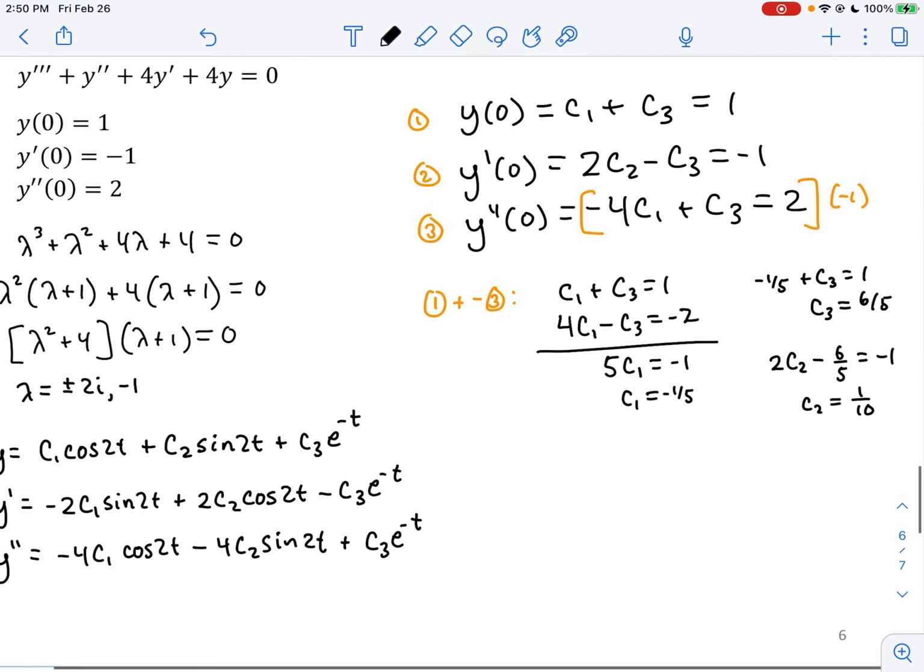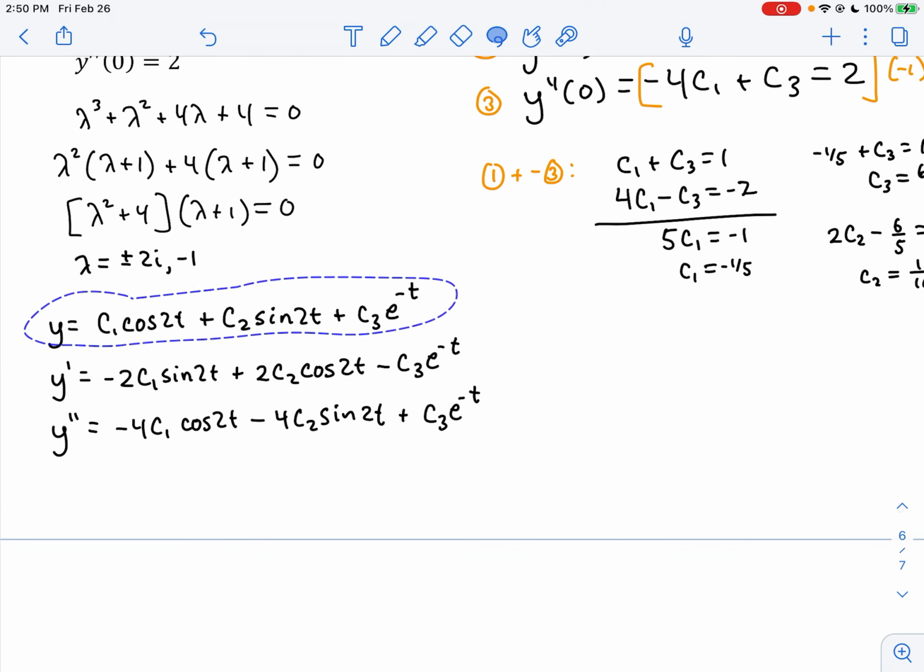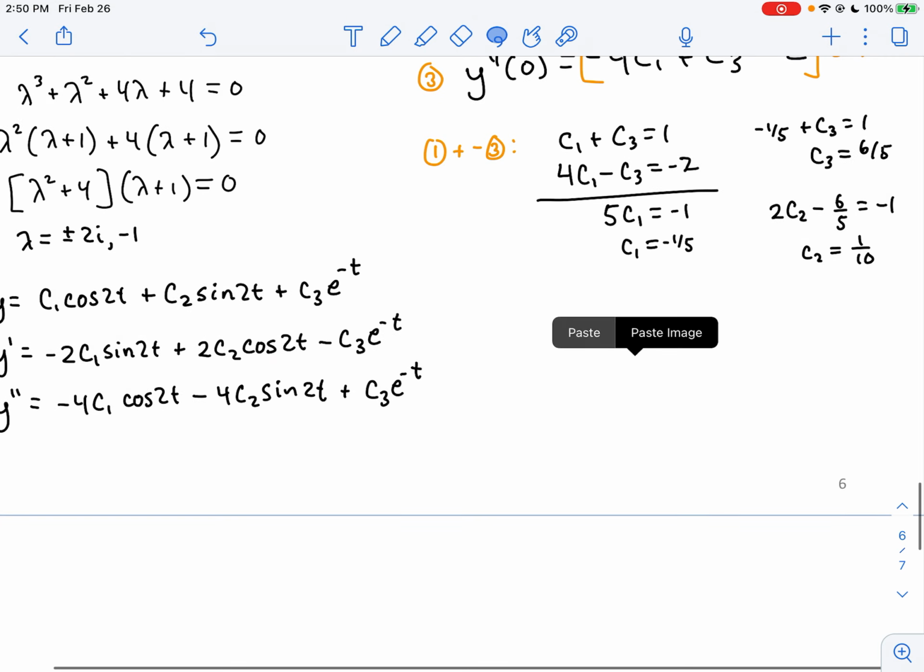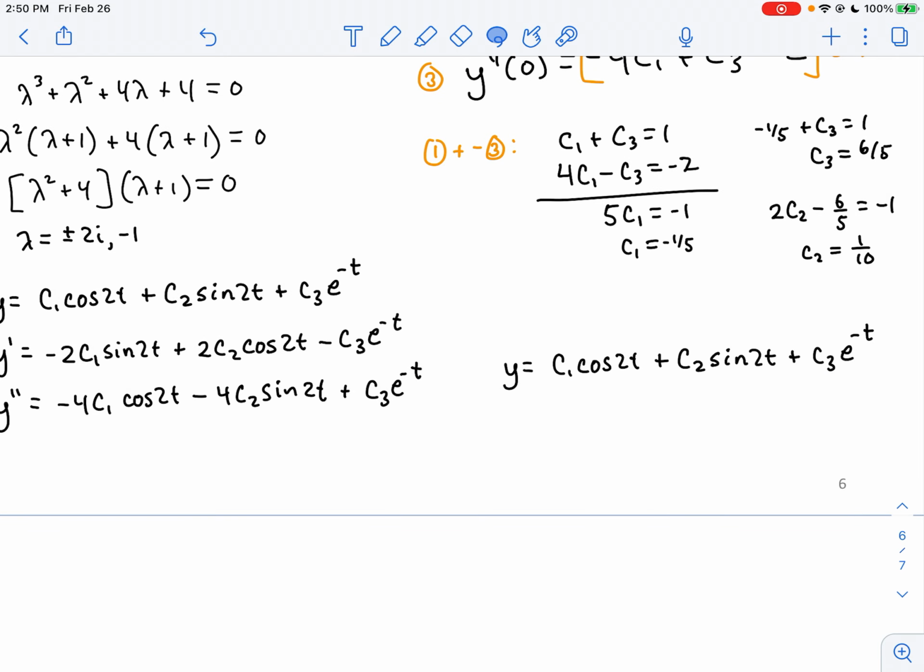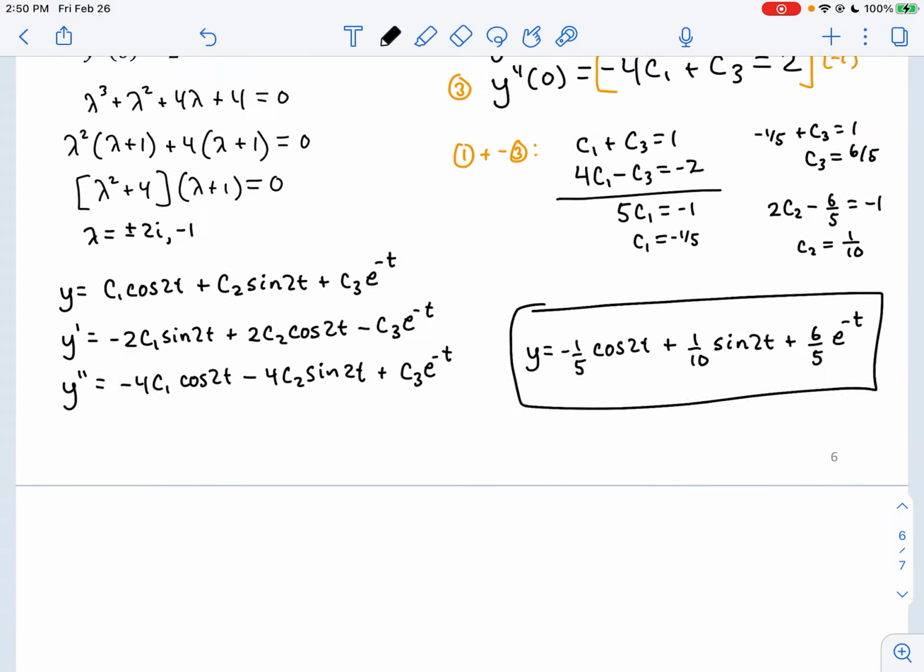So here's your 3 c's, and now we can rewrite our general equation with the correct c's. So I'm just going to do a copy and paste. Erase our c's and replace them with their values. C1 was negative 1/5. C2 was 1/10. And C3, which was in front of the e to the negative t, was 6/5. And here we have our particular solution given the initial data.